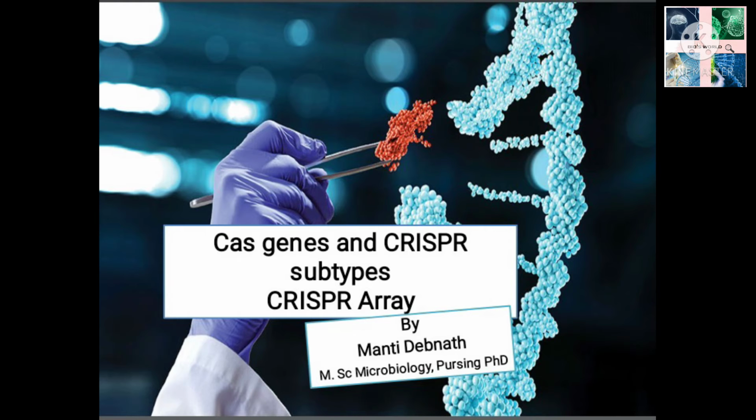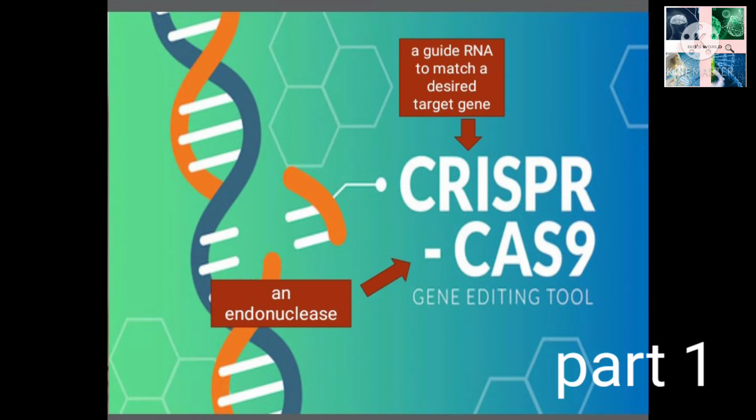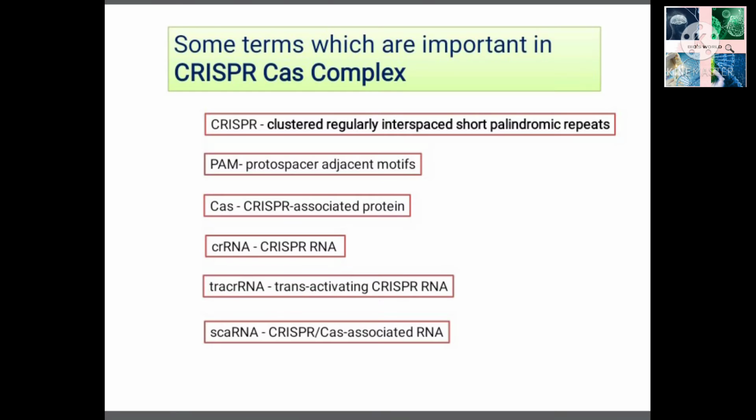Hi, today I will discuss Cas genes and CRISPR subtypes, and then the CRISPR array. So let's start with some terms which are important in the CRISPR-Cas complex. The first one is CRISPR, that is clustered regularly interspaced short palindromic repeats.